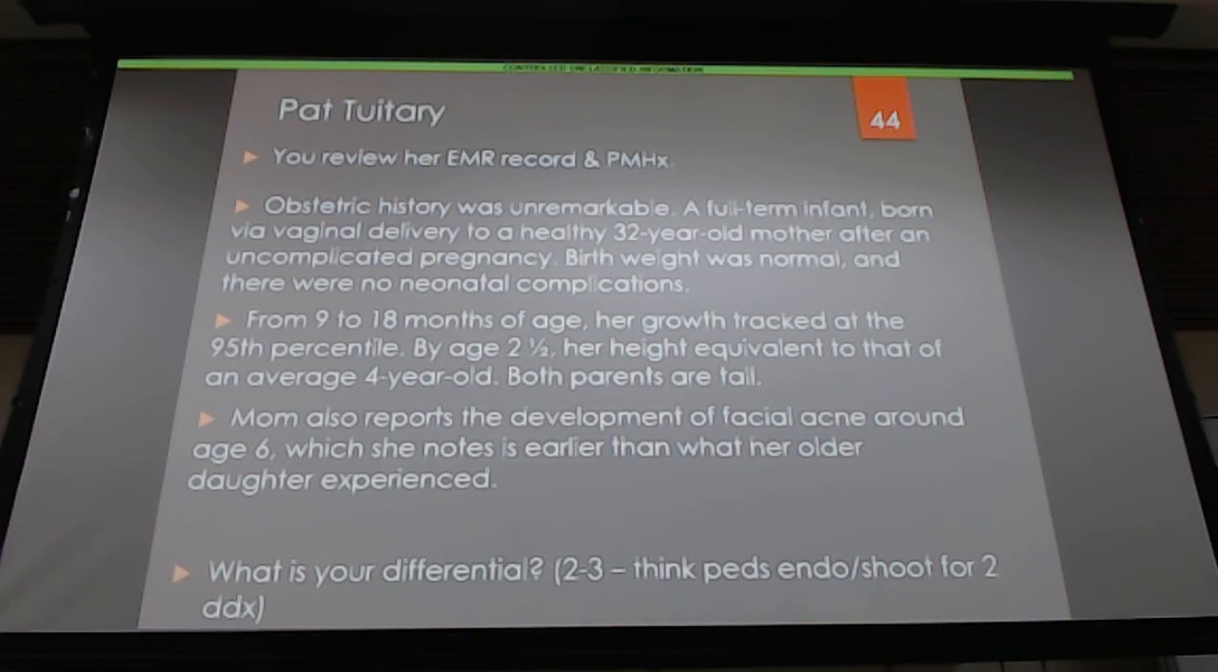Okay, so we review her past medical history. She was a full-term infant with no complications related to birth. From 9 to 18 months of age, her growth tracked at the 95th percentile, so she was always a big baby. But by age 2.5, her height was equal to that of a 4-year-old. Both parents are tall, so nobody really raised any flags. But now mom also reports development of facial acne around age 6, which is earlier than her older sister experienced, so it's standing out.